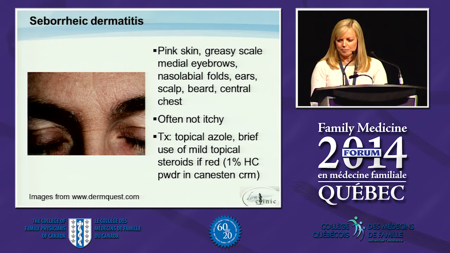It doesn't have to be at all of those locations, but when you see a little flaking in the eyebrow, maybe think about looking in those other places. The upper chest is another common location. So using a topical azole, or briefly or intermittently using a topical steroid if they're getting really red, is helpful. My favorite is 1% hydrocortisone powder mixed in Canesten cream.